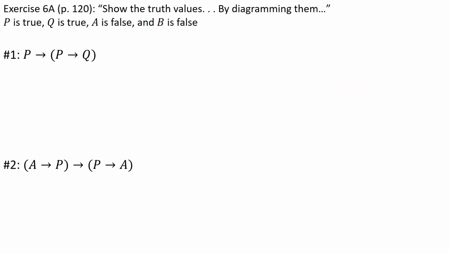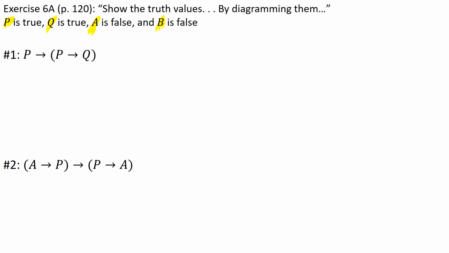In this video, we'll be working on 10 problems from exercise 6A on page 120. We just want to find out if the given molecular sentence is true or false, given that the atomic sentence P is true, that Q is true, that A is false, and that B is false.